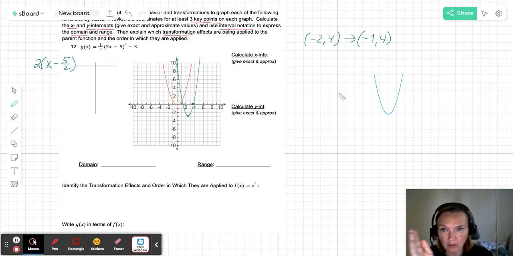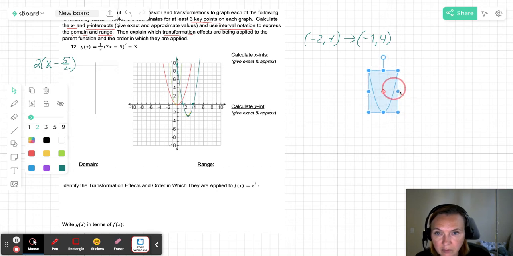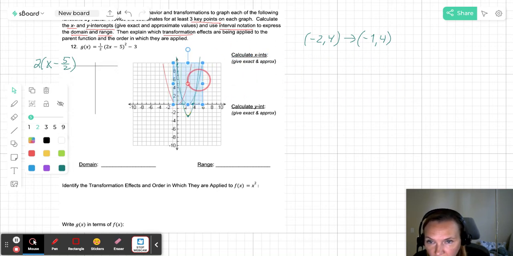And then I'm still having my squished parabola, and I'm moving it to the right. So let me try to do this one. And I'm moving it 2.5. So see how the vertex, oh, okay, over here is at 2.5.